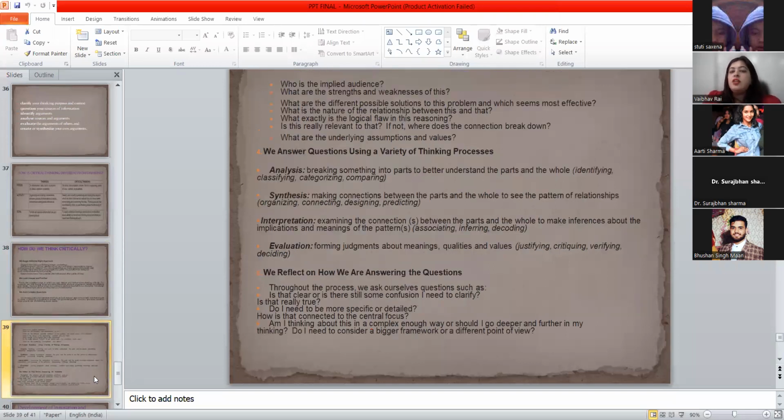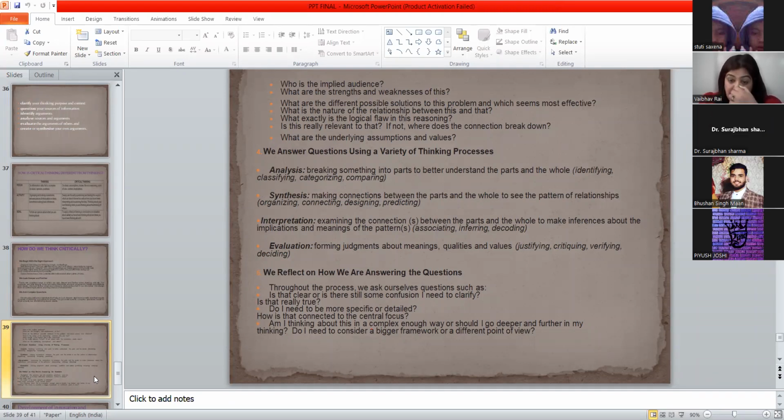Next, we answer questions using a variety of thinking processes, which I have already mentioned. You need to analyze. Analyze is always breaking a problem into multiple parts or subparts, and then working on each individual part. And you go stepwise, like in mathematics, sometimes you solve problems stepwise. Same way here in critical thinking, the process of analysis is solving things stepwise.